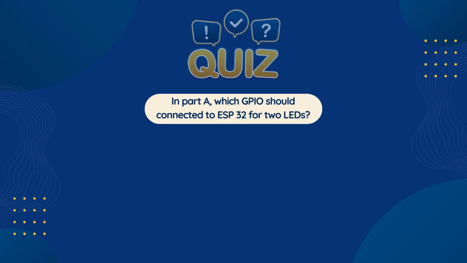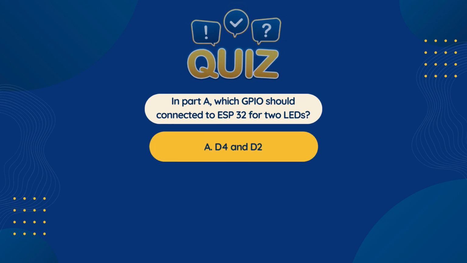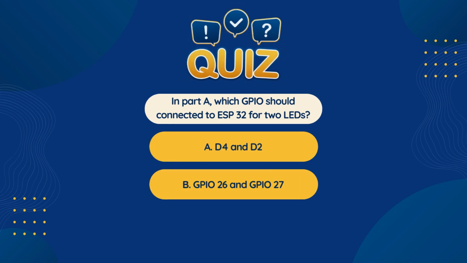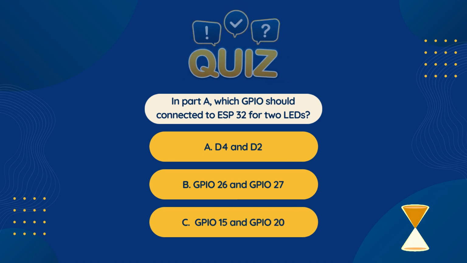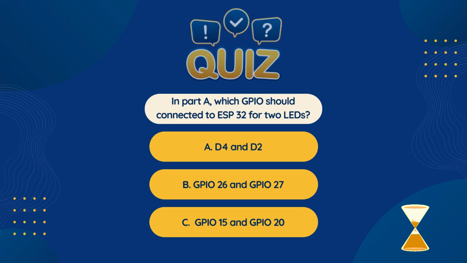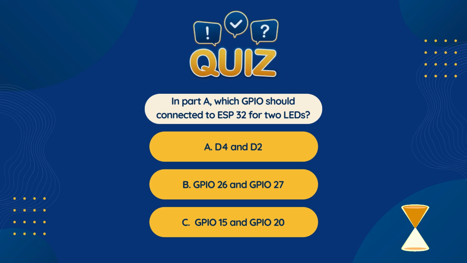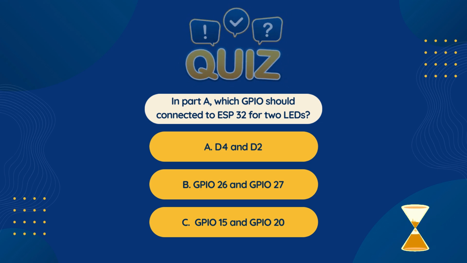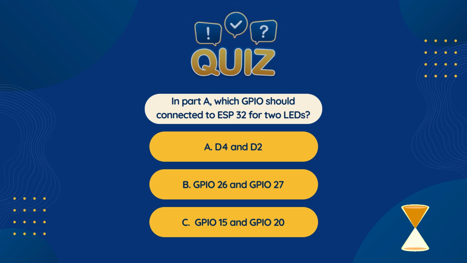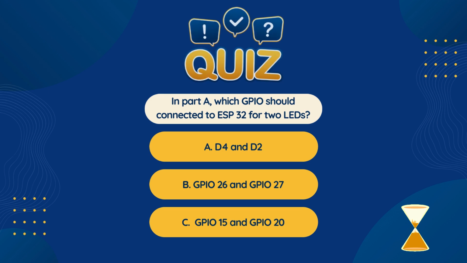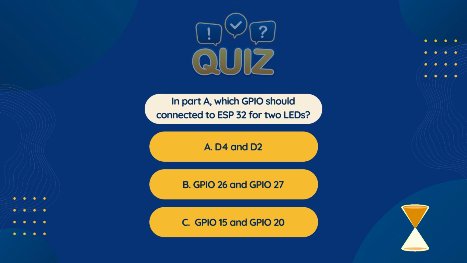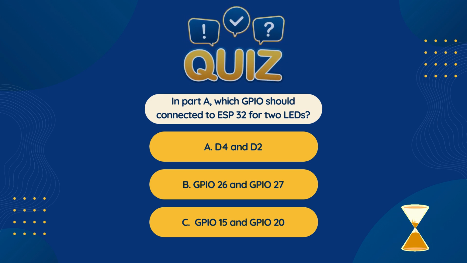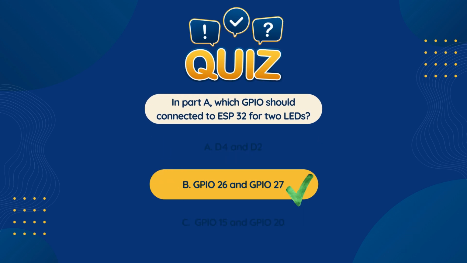Next question is in Part A. Which GPIOs should be connected to the ESP32 for the two LEDs? A. D4 and D2. B. GPIO 26 and GPIO 27. C. GPIO 15 and GPIO 20. The correct answer is B, GPIO 26 and GPIO 27.